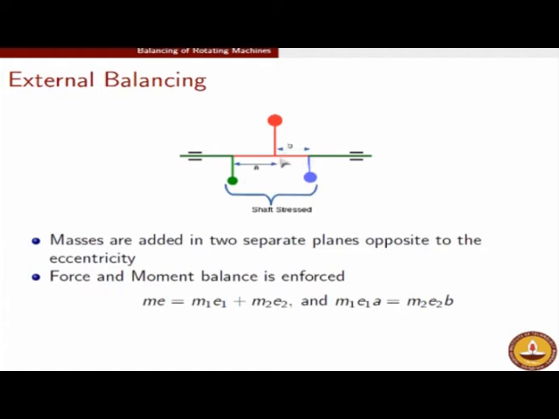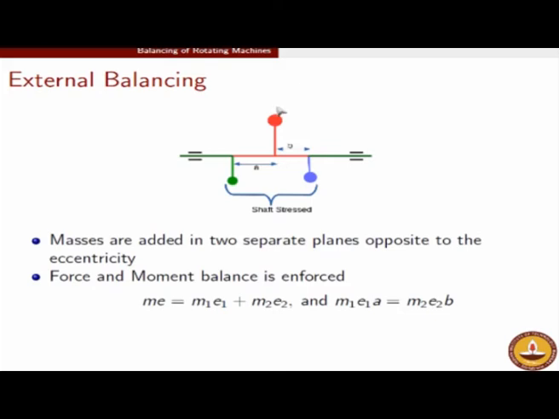So the centrifugal force which is created by the original red unbalance is m times E times omega square. The centrifugal forces which are created by the new counterbalances incorporated in the member, the green and the blue ones, are m1 E1 omega square and m2 E2 omega square. Since omega square is a common factor on both sides of the equation, we can chop it off from both sides, and therefore the condition of force balance is mE equals m1 E1 plus m2 E2.